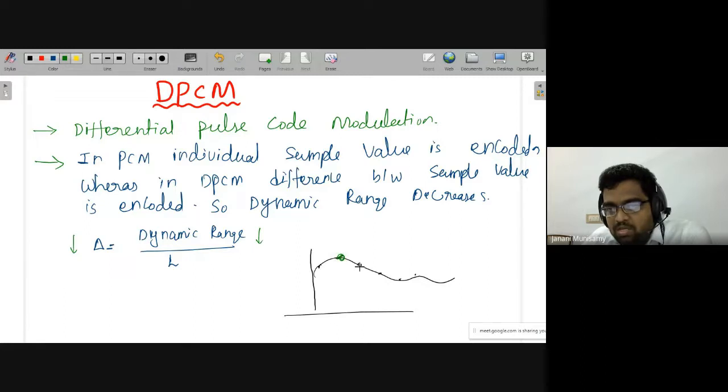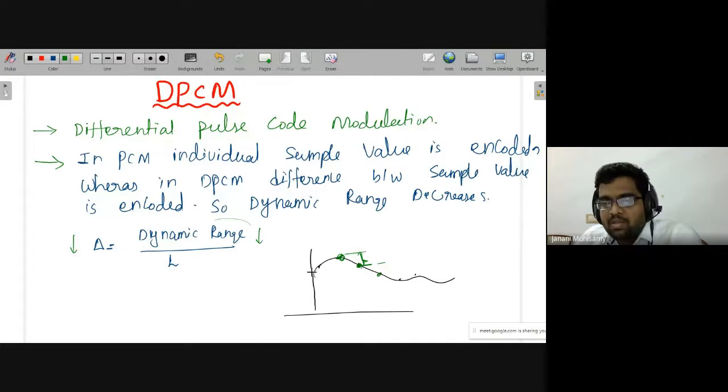Suppose what is the difference between the adjacent sample? I am reading this value. Similarly, again other sample, nearby sample, adjacent samples கான difference போயிட்டு தான் நம்ம encode பண்றோம். So at any point of time we are calculating what is the difference between the adjacent samples. So definitely that value will be very much less than the dynamic range. So definitely that numerator value will decrease.